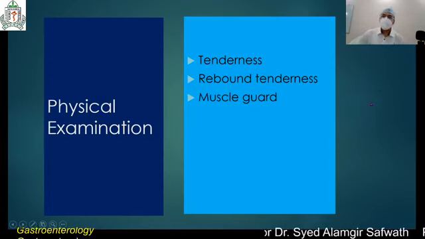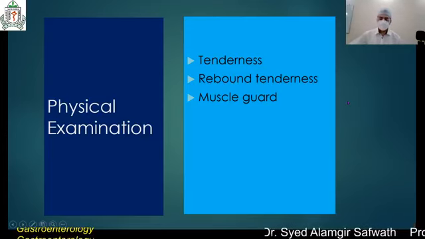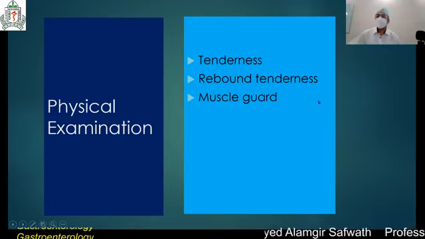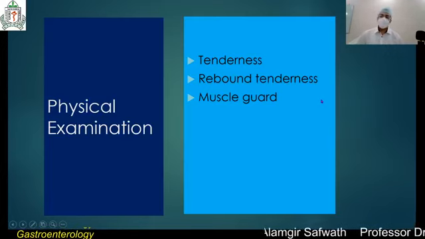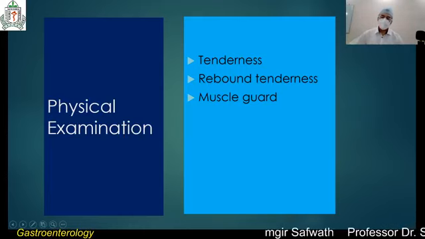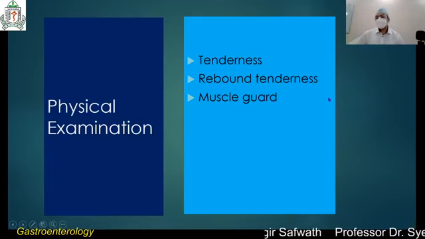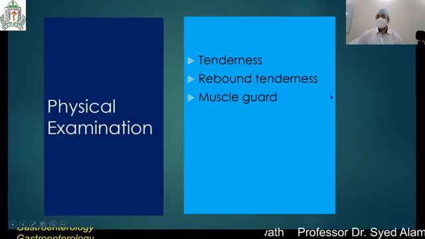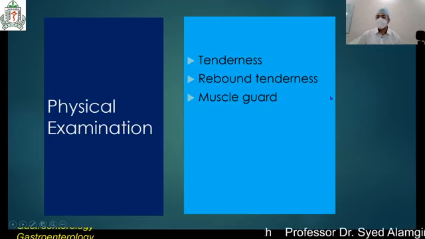Muscle guard is present over any inflamed organ or structure. It is involuntary. Muscle guard is involuntary. It occurs to save the inflamed structure within the abdomen. When you palpate the abdomen, if you get muscle guard in any part of the abdomen, you will think that there is some inflamed structure beneath that muscular layer.